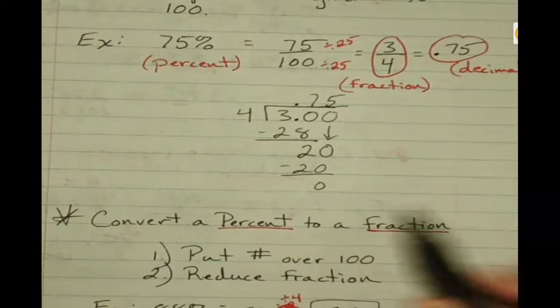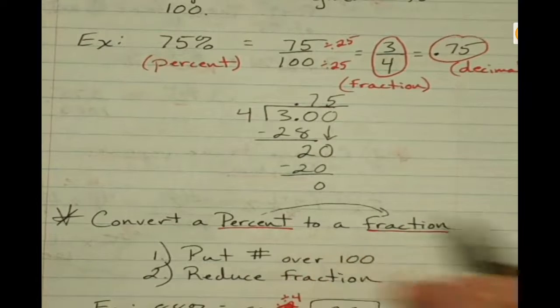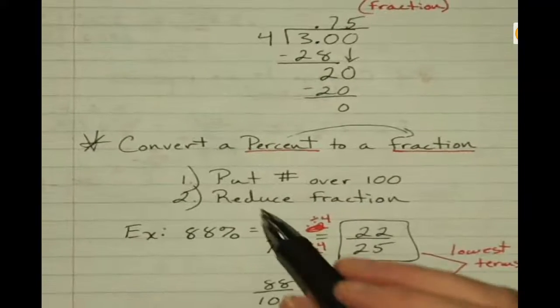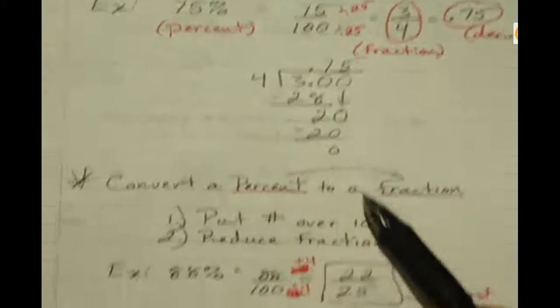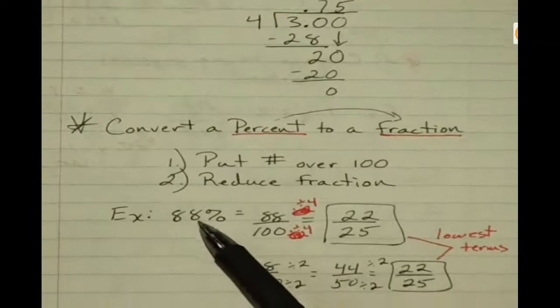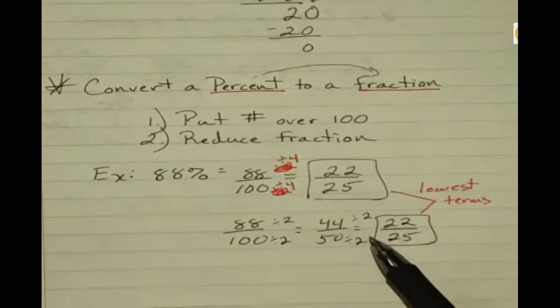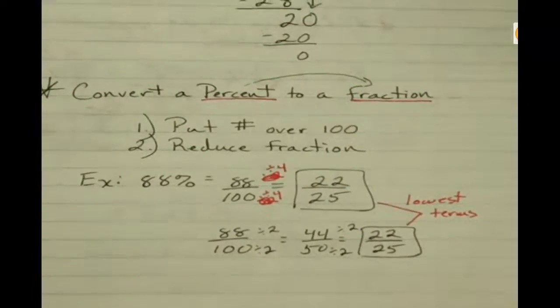Convert percent to fraction. You're going to put it over 100, just like we did right here, and then reduce. 88% is 88 over 100. We put it in lowest terms.